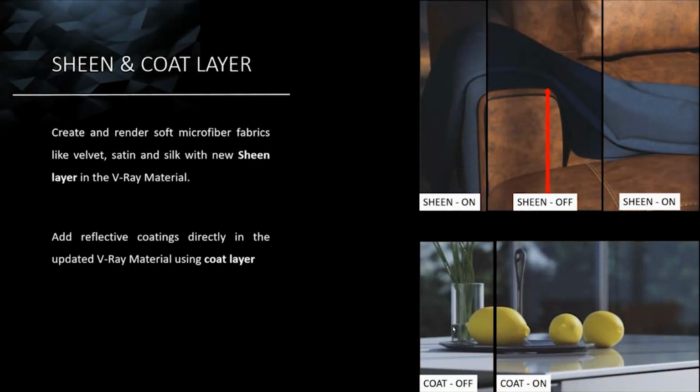And there are new layers called sheen and coat. This new sheen layer can be used to give realism to our materials like fabric, velvet, satin, silk. So you can see the difference on the top with the sheen layer on, it is having a more realistic look for that blue colored fabric. And also this coat layer can be used to give an extra reflective coating to our materials like varnished wood, car paints. So for any materials, we can give an extra additional coating with this coat layer.